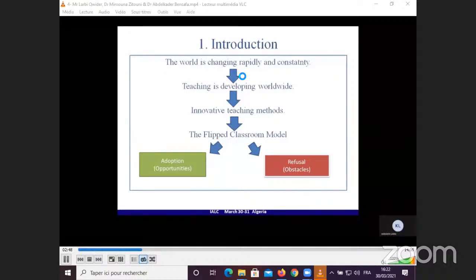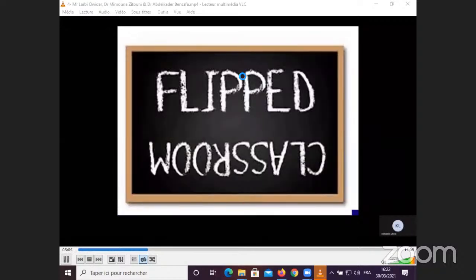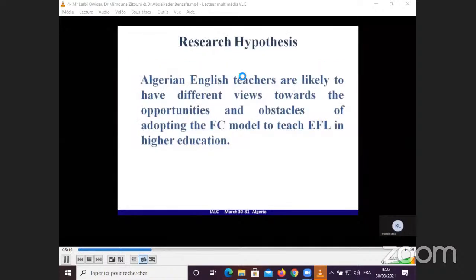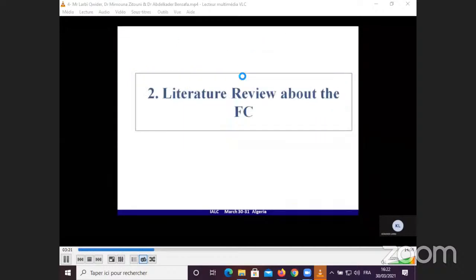In other words, it aims at investigating the usefulness of this model to teach English on the one side and the eventual hindrances on the other side. And according to these views, we choose whether we accept this approach or we refuse. Thus, one may ask the following question. What are the teachers' perceptions about the main opportunities and obstacles regarding the implementation of the flipped classroom model to teach English as a foreign language in Algerian higher education? The fundamental hypothesis would be formulated as follows. Algerian English teachers are likely to have different views about adopting the flipped classroom model.